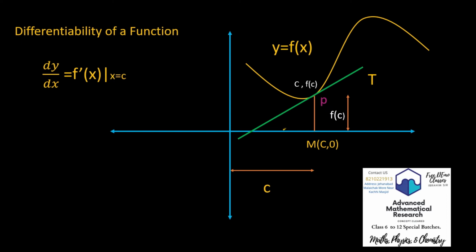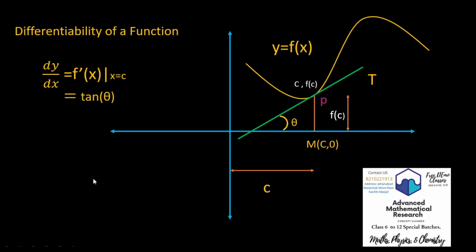As we said, dy divided by dx at a point C is nothing but the slope of the tangent. And how do we define the slope of the tangent? We define the slope of the tangent as tan theta. Tan theta is equal to perpendicular divided by base. What is the perpendicular here? Perpendicular is this line f of c, and what is the base? Base is this line. So we don't have to find perpendicular divided by base as tan theta, but rather we will simply calculate dy upon dx.